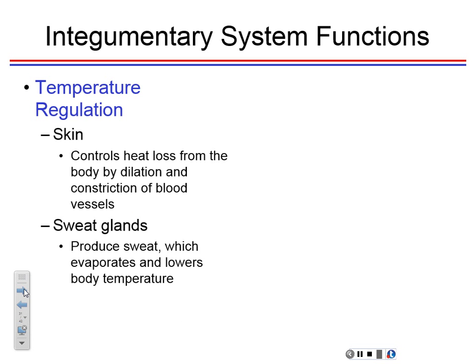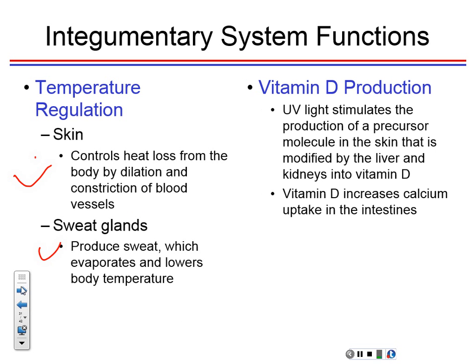Temperature regulation: the hair and the sweat glands are involved in temperature regulation. When sweat evaporates from your body, that's how you cool off, because the heat that you're producing causes the sweat, the liquid, to evaporate off your body. The energy involved in turning the liquid into a gas is how you lose the heat. And then, of course, vitamin D production, with the UV light.